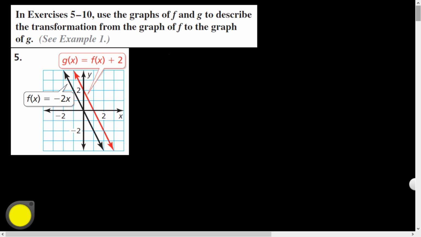And we were talking about transformations of graphs of linear functions. This is section 3.6 from your Big Ideas Algebra 1 book. It says: use the graphs of f and g to describe the transformation from the graph of f to the graph of g. So here's the graph of f of x.